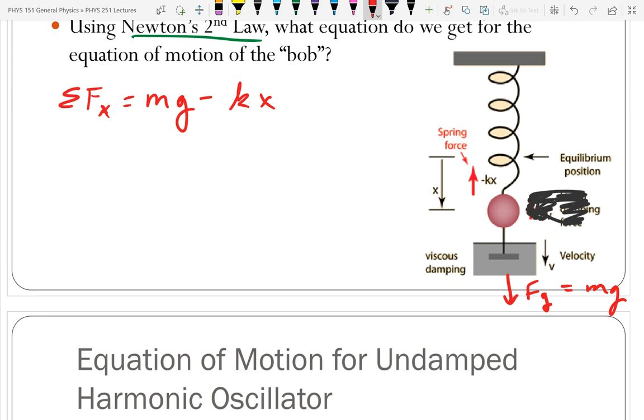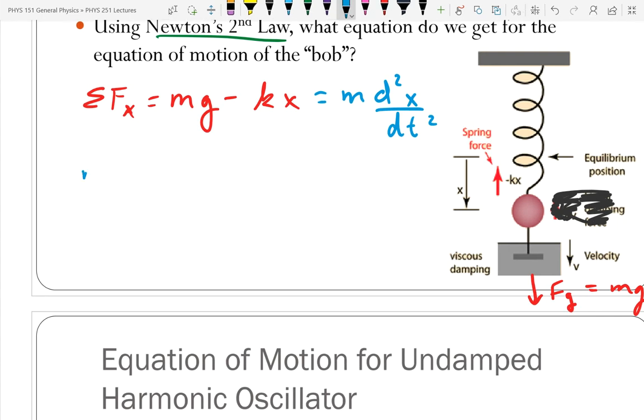Now, of course, according to Newton's second law, what is the sum of the forces equal to? It's equal to mass times acceleration. Now, instead of acceleration, I'm going to put the differential d second x dt squared. So I have a differential equation. We will usually take this equation and rearrange it so everything that has an x is on one side and things without x's are on the other side. And so I'll rearrange this to have m d second x dt squared plus kx equals mg.